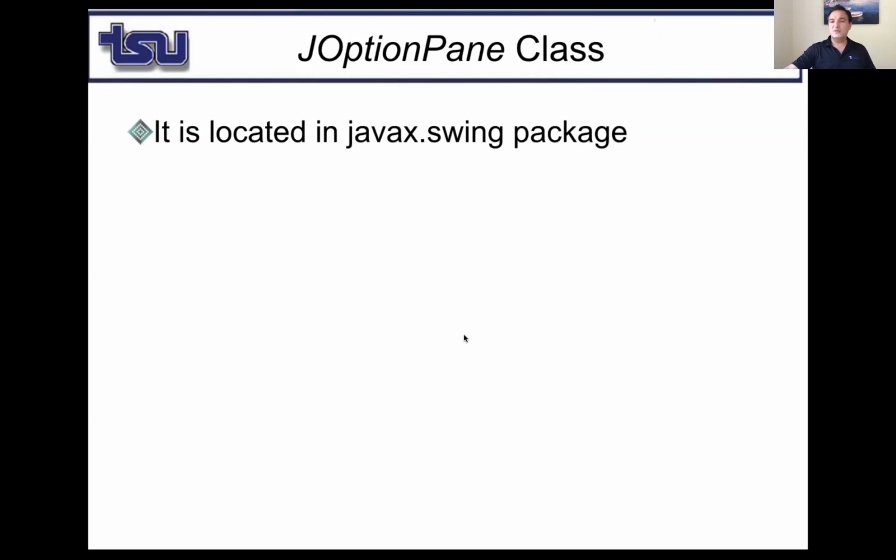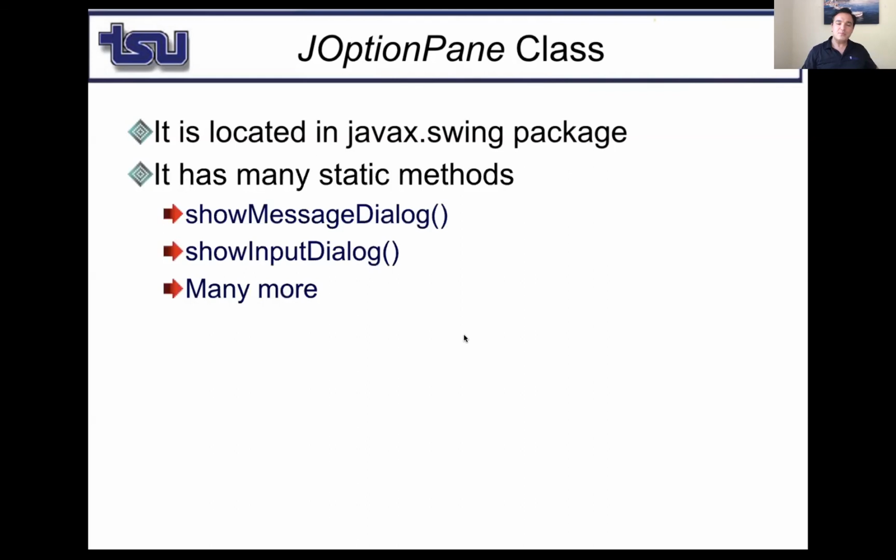JOptionPane is located in the javax.swing package. If you recall, if a package starts with javax, that's an extension package. So that wasn't originally included in the original version of Java. Since javax.swing is not a default package, if you want to use the JOptionPane class, you have to explicitly import it, of course. It has many static methods. Since they are static methods, I can call them with the class name. For example, I can say JOptionPane.showMessageDialog. Okay, for example, I write it here. I can say JOptionPane.showMessageDialog.